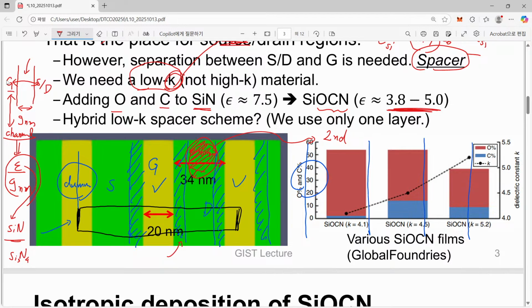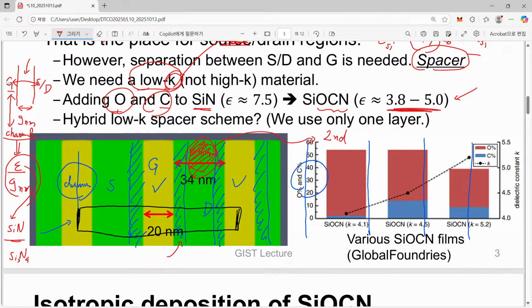So I have no idea about what is the real composition, but it is true that if we add more and more of these elements into our silicon nitride system, then it is becoming closer to silicon dioxide, and its permittivity is getting lower and lower. Of course, then you can ask me this question: silicon dioxide was relatively less rigid, so that's the reason why we use silicon nitride as a spacer. Then how about the mechanical characteristics of this silicon oxycarbon nitride?